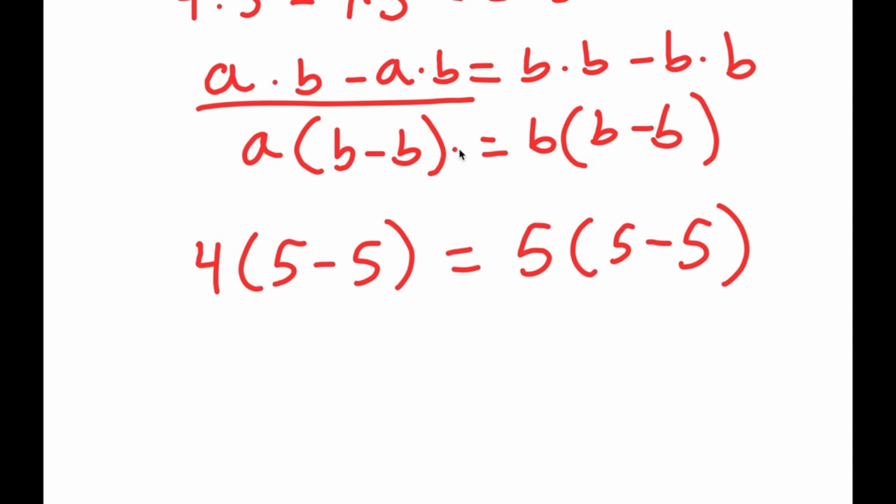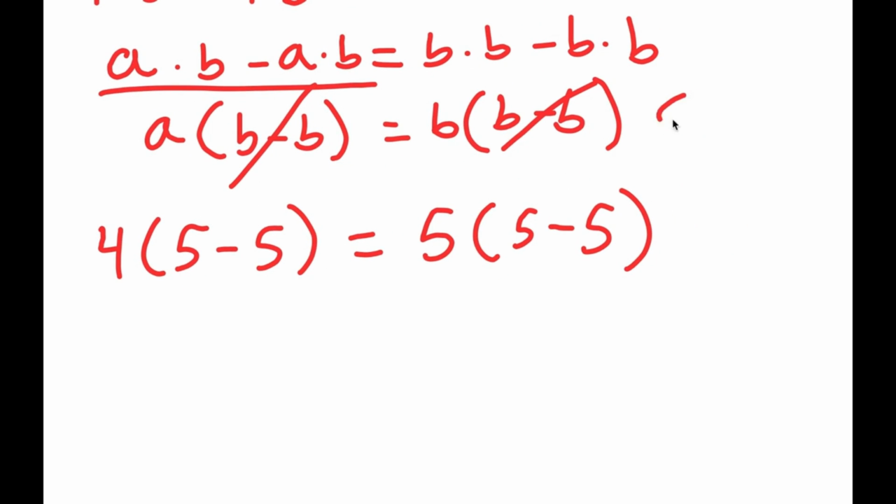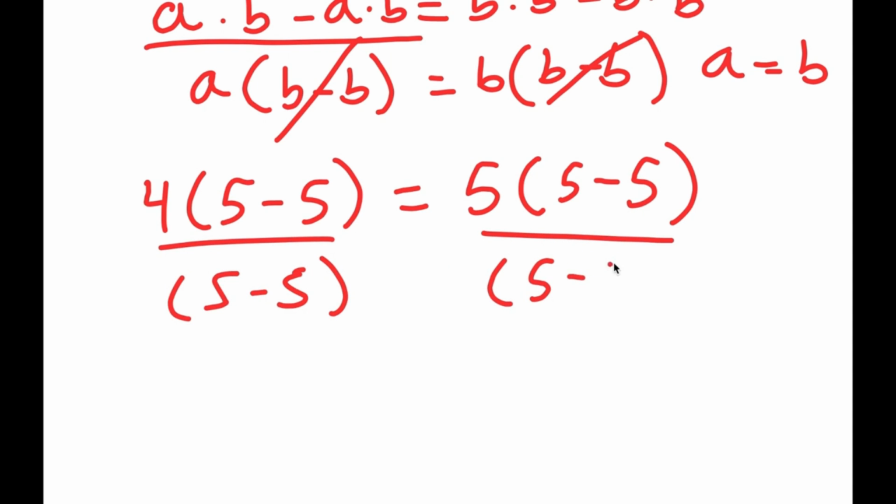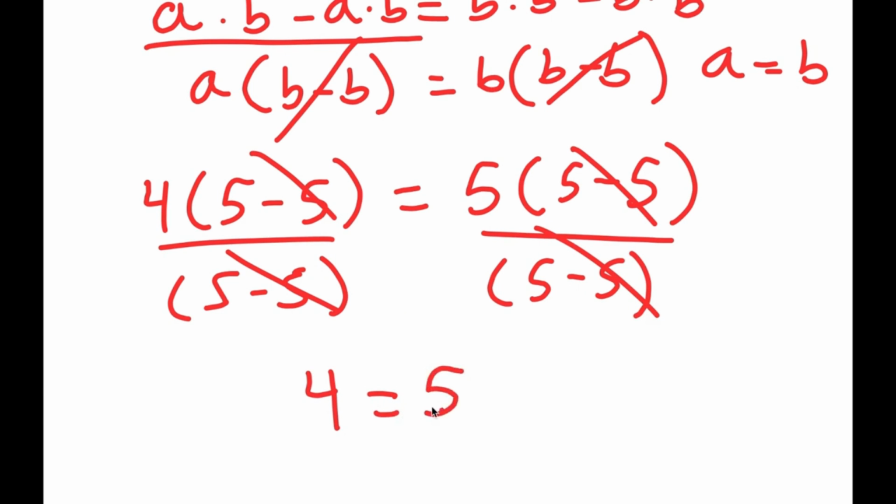And what we can do over here is, if I have something in the form a times b minus b is equal to b times b minus b, we'll notice how we can just cancel these two out, meaning that a is equal to b. So in this case, I have 4 times 5 minus 5 is equal to 5 times 5 minus 5. I can divide both sides by 5 minus 5. And these two cancel out, these two cancel out, and I'm left with 4 is equal to 5.